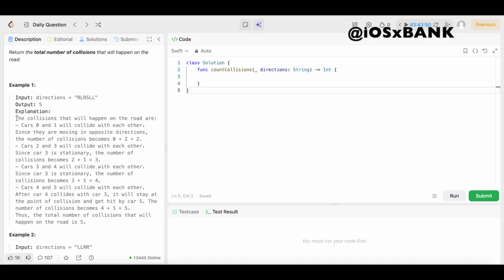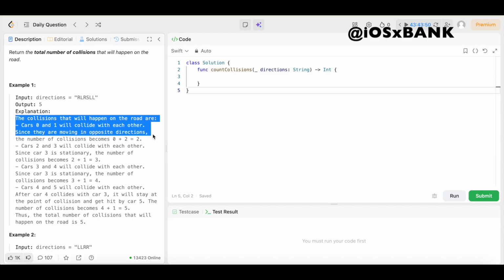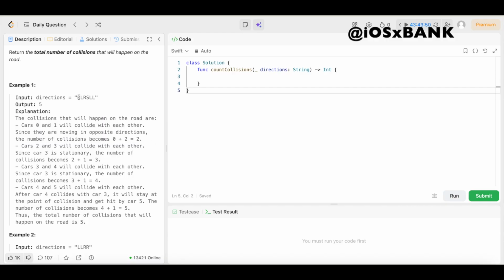So it says the collisions that will happen on the road are: cars 0 and 1 will collide with each other. Since they are moving in opposite directions, the number of collisions becomes 0 plus 2, which equals 2. So boom, car 0 and car 1 will collide, right? Because this car is going to the right, this car is going to the left. There's going to be a head-on collision, and that will count as 2 collisions, right? So we could just put 2 right here.